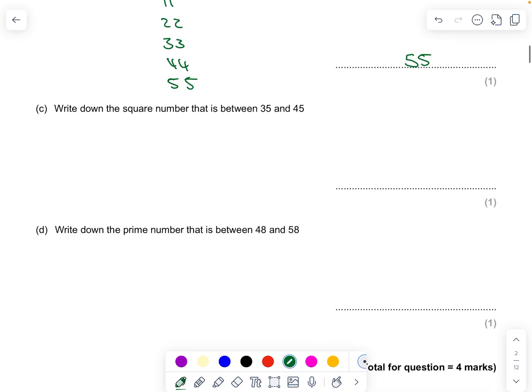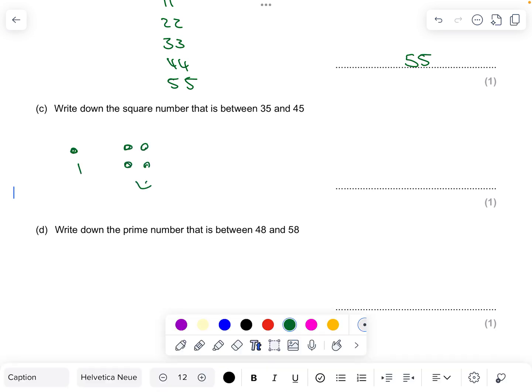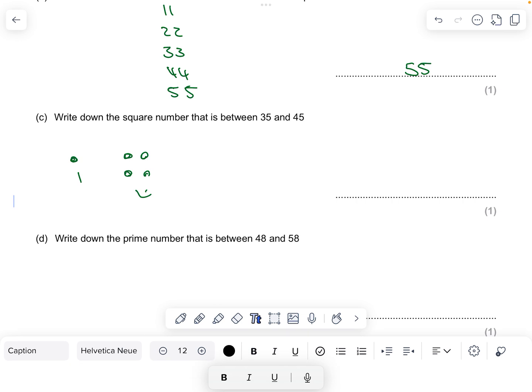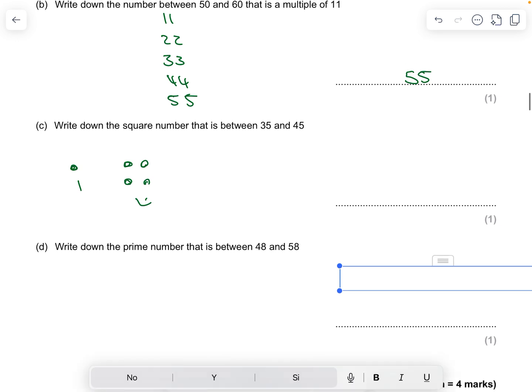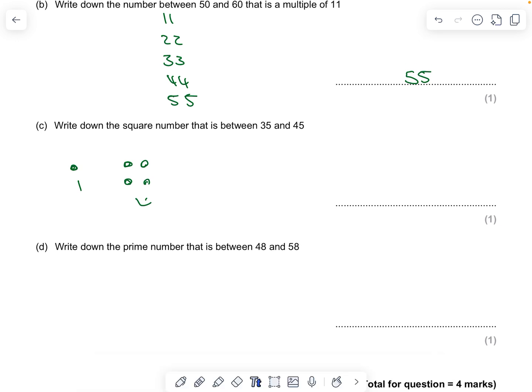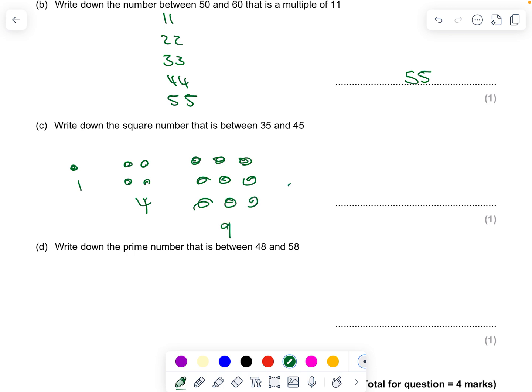Write down a square number that is between 35 and 45. So again, you look at the square numbers, 1, 4, 9, and so on, 16, 25, 36. And 36 is between 35 and 45, because the next one would be 49, which is 7 times 7.